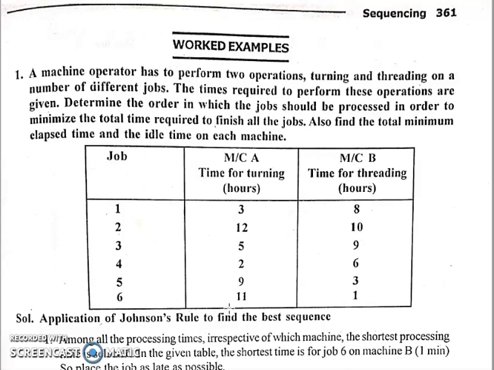let us apply Johnson's rule. So what is that Johnson's rule? First step is to find out which is the least processing time, irrespective of the machine. What is the least processing time irrespective of the machines? See here, out of these two columns, which is the minimum time, which is the least number? You can find it as a number 1, that is 1 hour. So 1 hour is what? It is the processing time of job number 6 on this particular machine, that is threading.